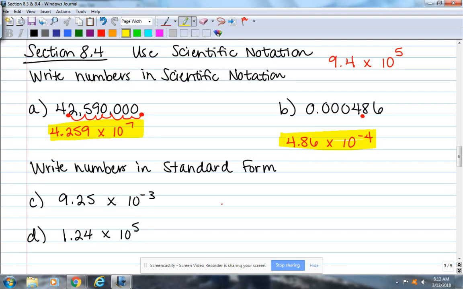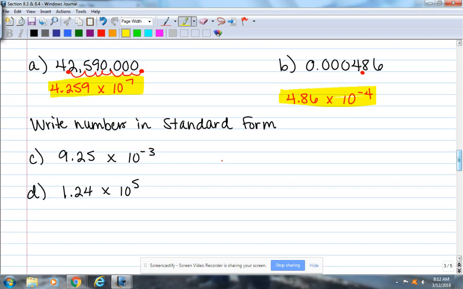Okay, so next we're going to go the other way. They're going to give us scientific notation, and we're going to write the number in standard form, and that's just the regular way we see numbers. So tell me, 9.25 times 10 to the negative 3rd power, is that number going to be bigger or smaller than 1? So we know it's going to be 0 point something, right? So we just count. I just usually write it, and sometimes I'll have to rewrite it.